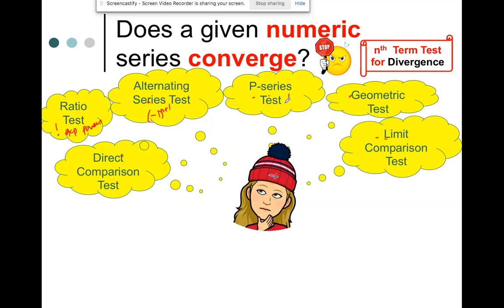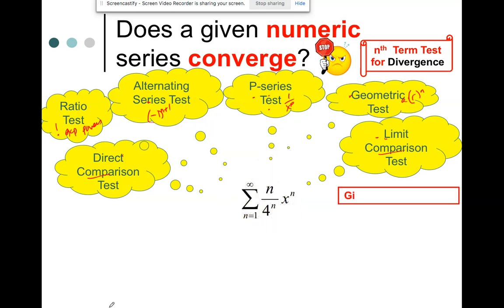P series is if I'm 1 over x to the p. Geometric is if I am a times r to the n. And then my comparison tests really are used to compare to something that's very similar to a P series or geometric. Yes, there's the integral test and the nth root test or whatever. They're just not as common, so I didn't add them here.